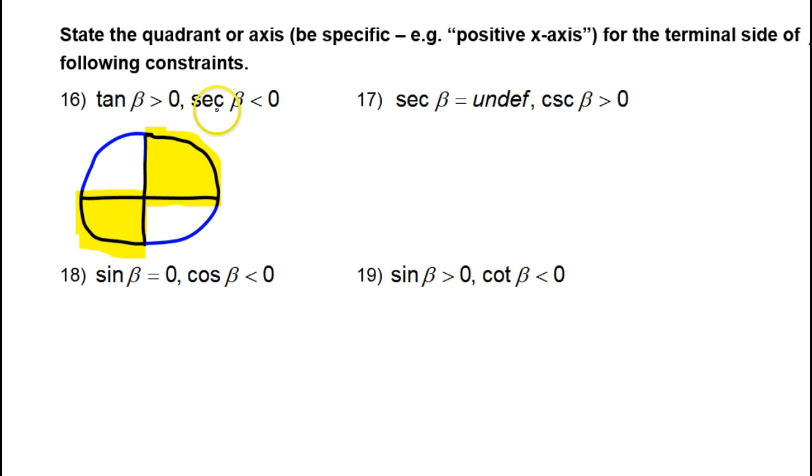Okay, now they give us this other piece of information. So far, we're supposed to name the quadrant. We've narrowed it down to either the first quadrant or the third quadrant. But now we have a new piece of information. The secant is less than 0. In other words, secant is negative.